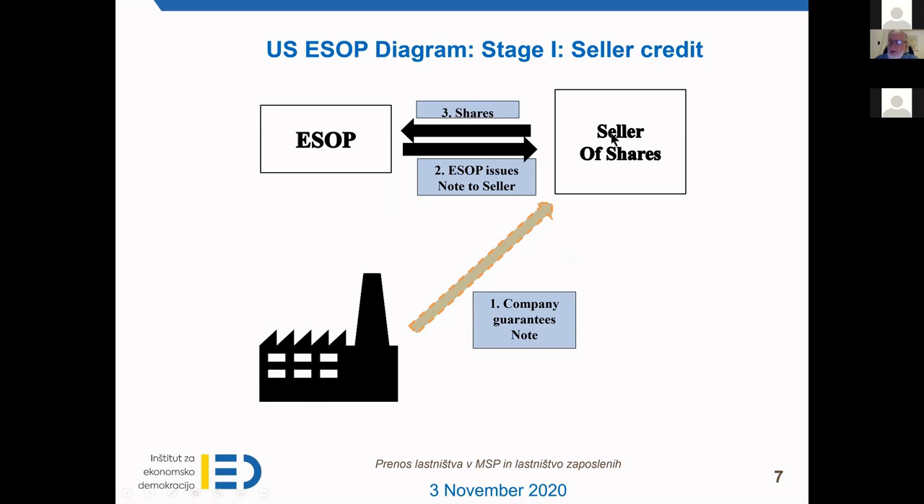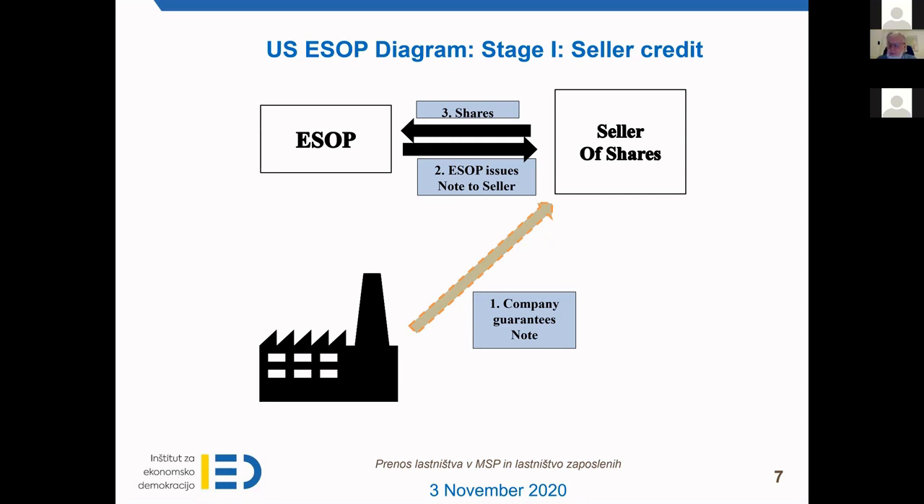There'll be the next slide, and then that will pay off the note. So the company makes a guarantee, the ESOP issues the note to the seller, and the seller puts the shares in the ESOP. These shares are not individually allocated to workers at this time, because the whole point is that the workers have to earn the shares over time by producing and paying for this ESOP contribution. So there is a special account, which in America is called the suspense account.